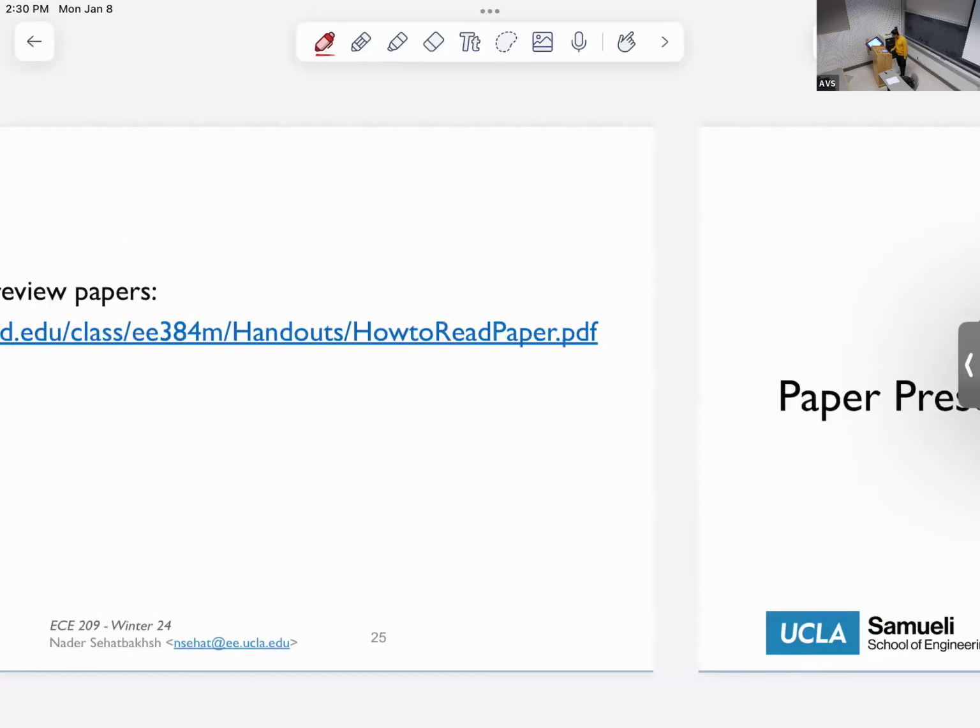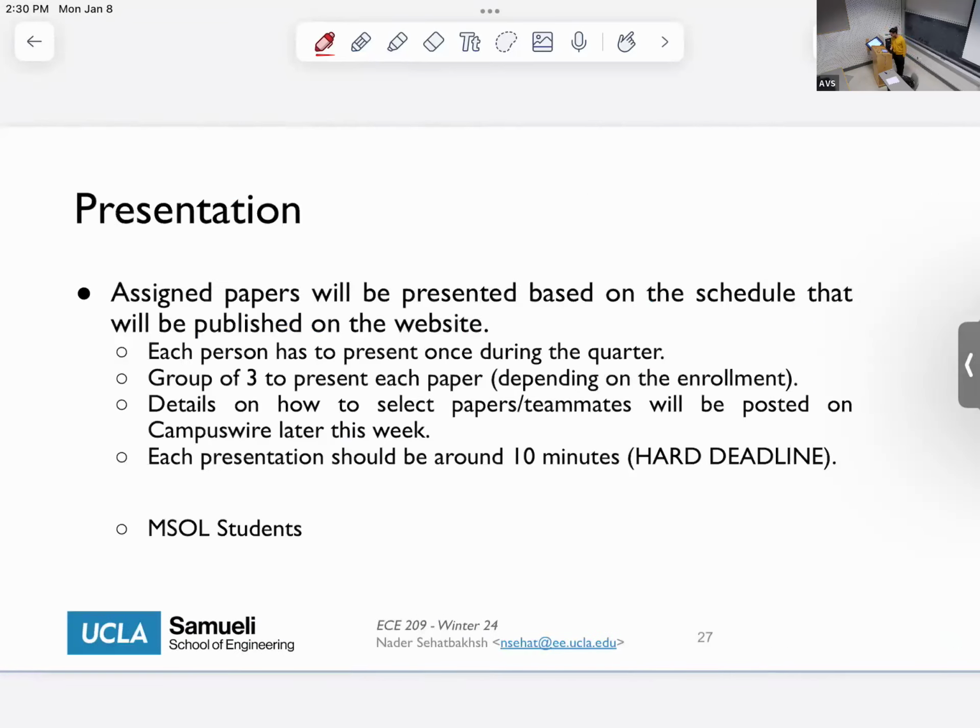Paper presentations are an important part of the class, and this is the part that everybody will enjoy if you do it right. It's one of those community things: if everybody does it right, everybody will benefit from it. The way it works is that each week we have between 3 to 4 papers to present. It will start from week 3 or 4. Again, I need to check the schedule. Each person has to present at least once during the quarter, okay?